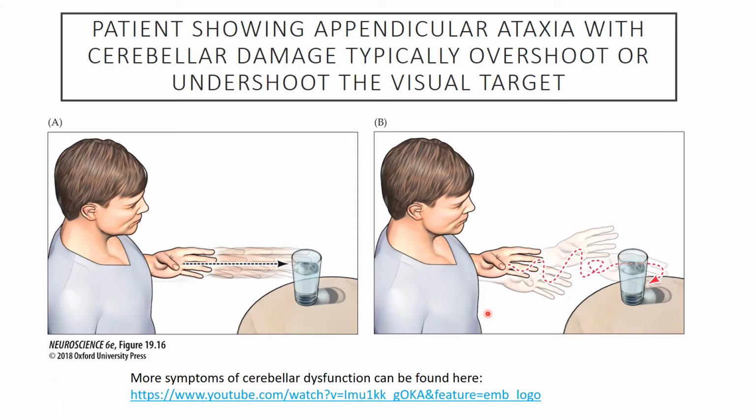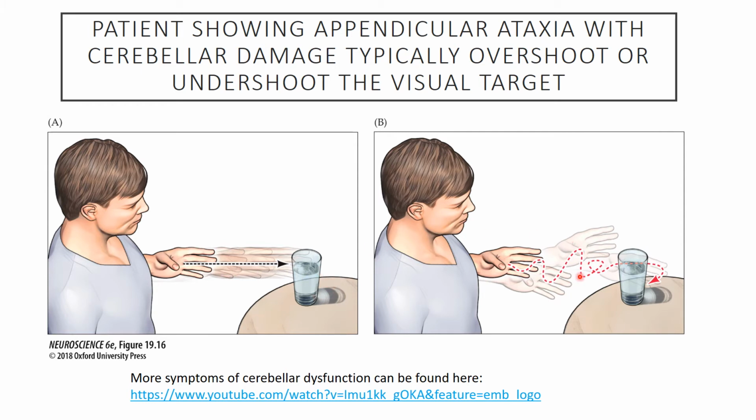So when someone is showing appendicular ataxia, there's cerebellar damage that leads to overshoot of a target. This is a little bit of what we're seeing in the previous slide with the woman trying to touch the end of the pen. In normal conditions, if someone has a perfectly healthy cerebellum, they will observe a target, like a glass. They'll be able to reach their hand out using, again, multiple muscle groups in order to do this, and squeeze the glass and grab it and move it.